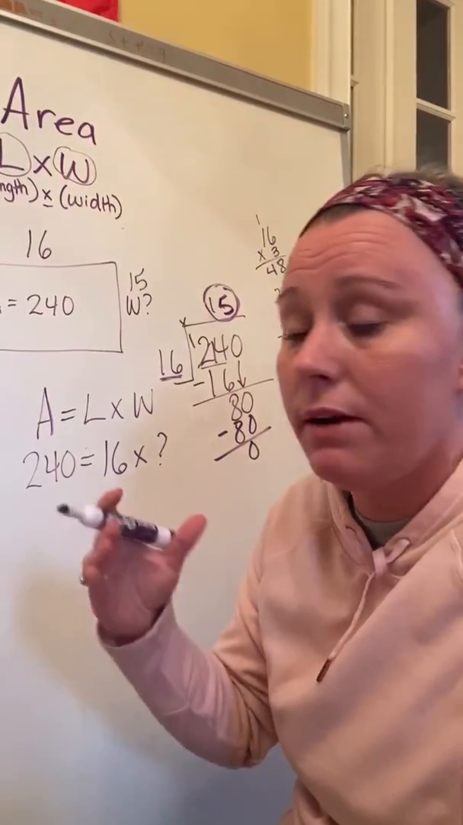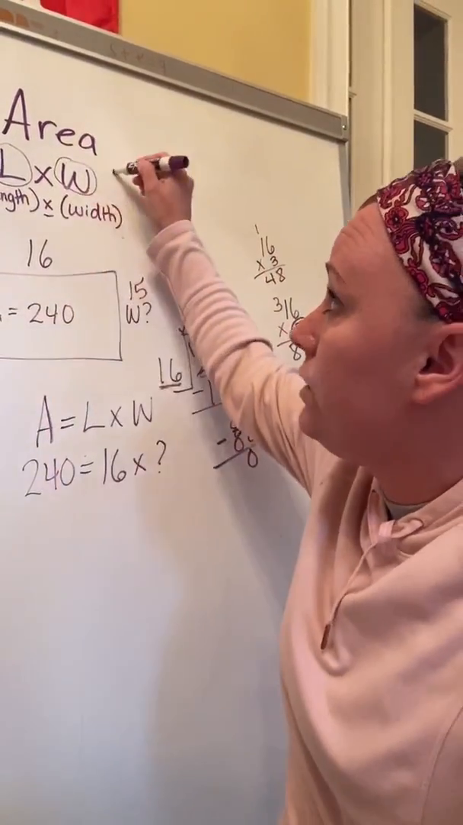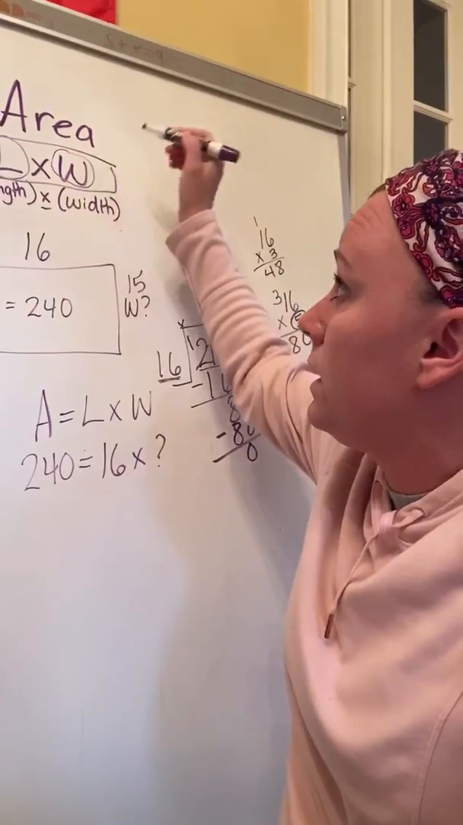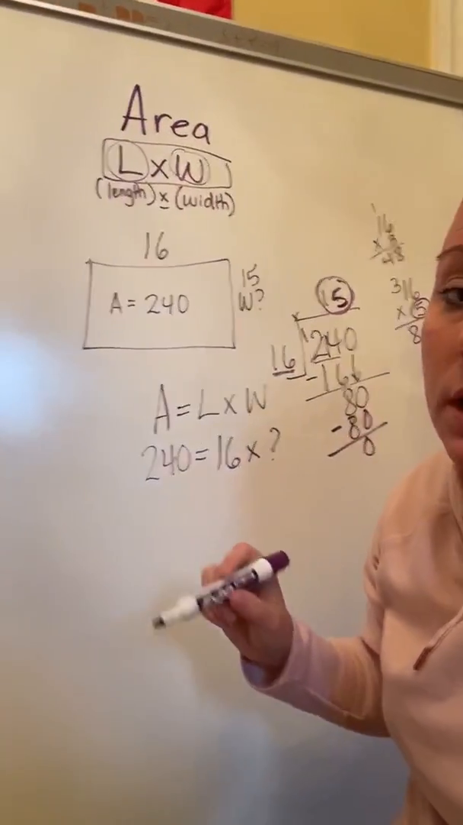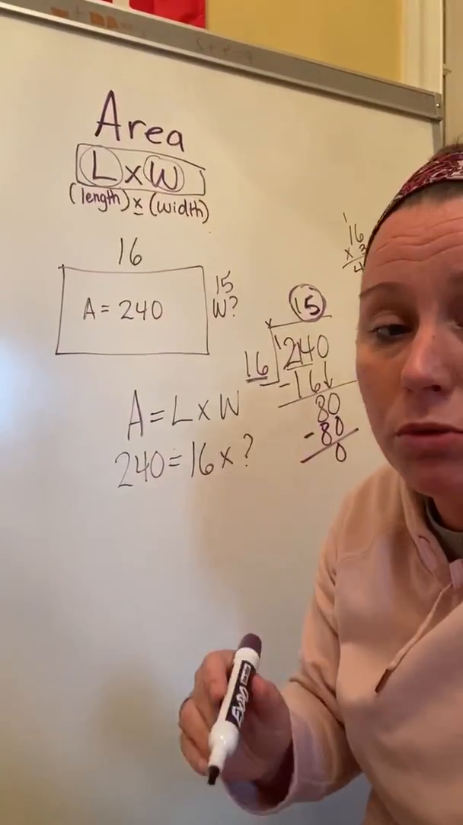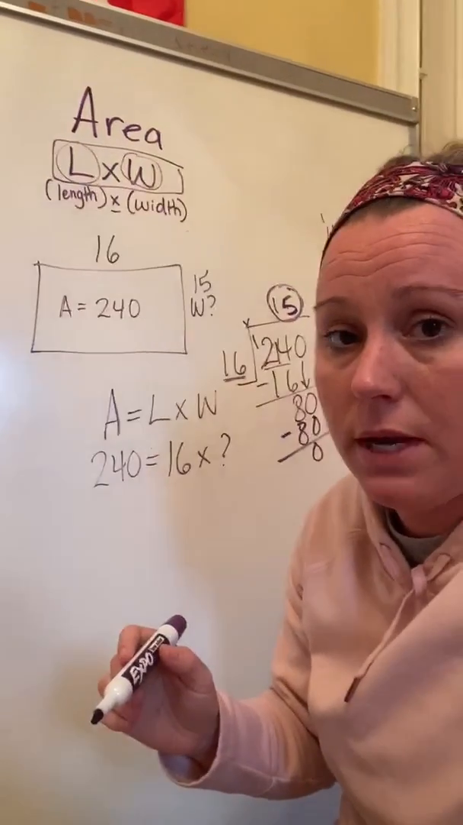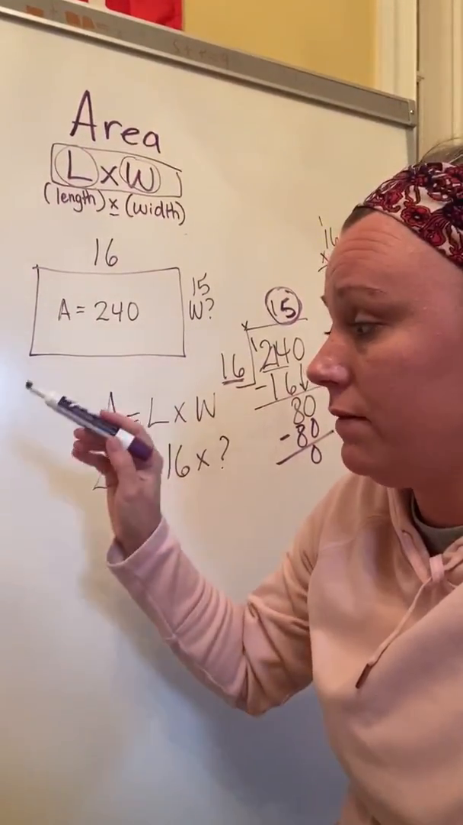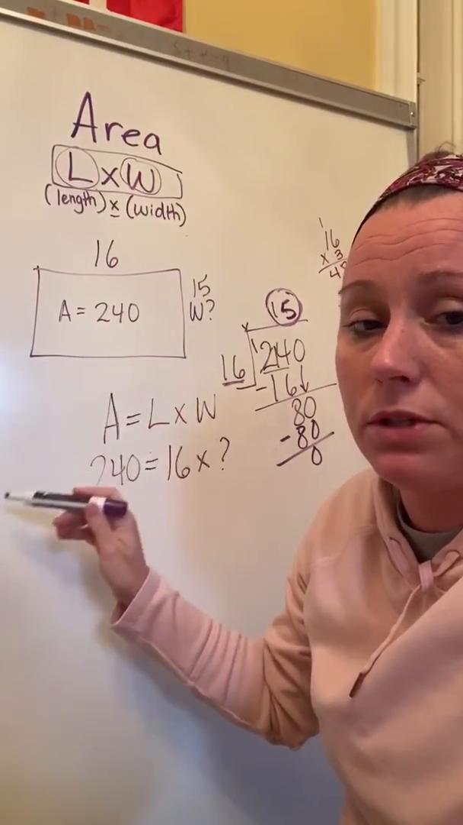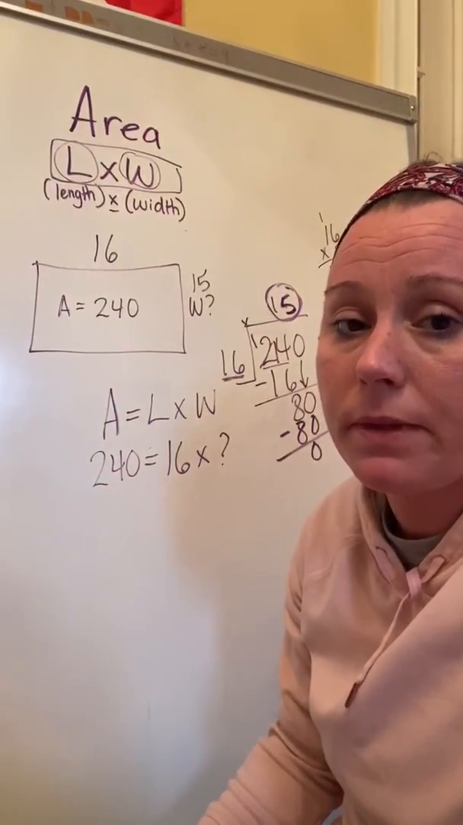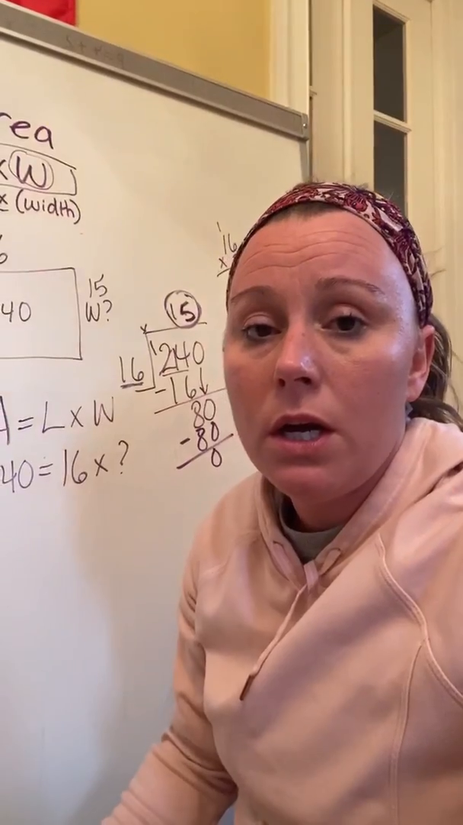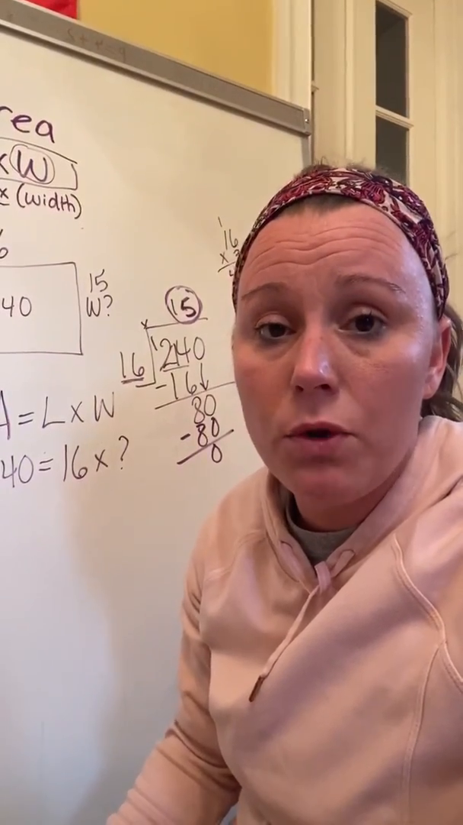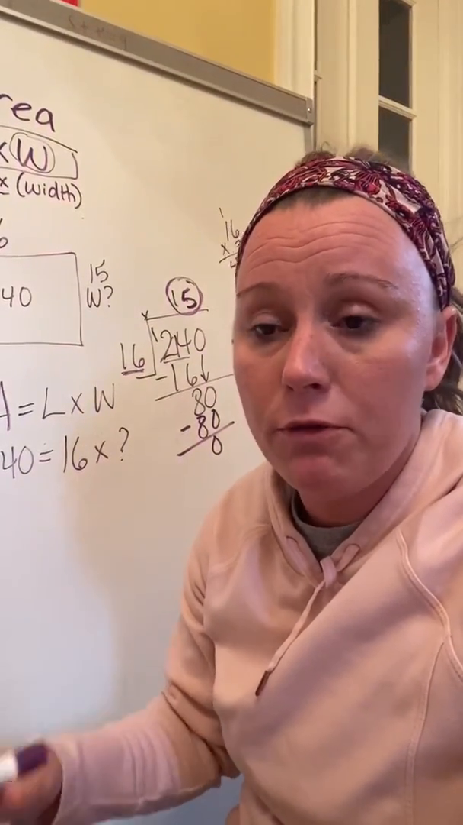It might ask you for the area. It might ask you for the perimeter. I need you guys to remember the formulas that go with each. Area is length multiplied by width, okay? Perimeter is the addition of the length plus the width, okay? Make sure to pay attention to what it's asking you for. Make sure to remember the formula that goes with each.